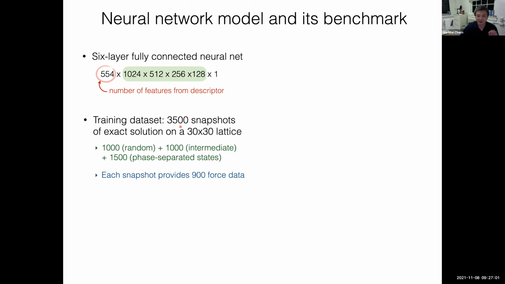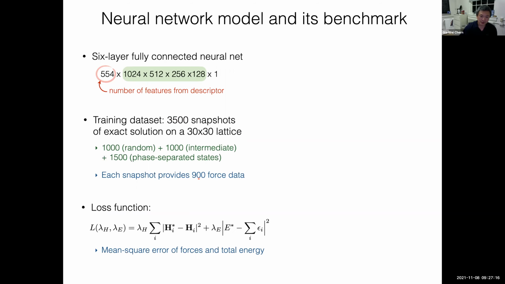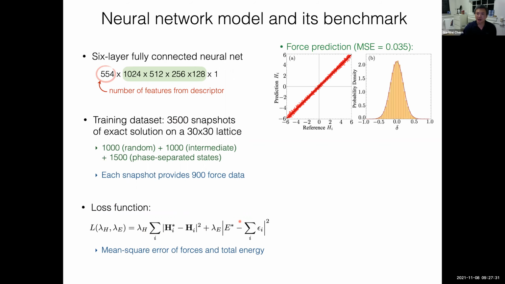Although 3,000 doesn't seem to be a big number, remember that for each snapshot, we have 900 spins, which means we have 900 force data. So 3,500 times 900 is a lot of forces to be used to train a neural network. And the loss function in our case consists of the mean square error of all the forces and the total energy.